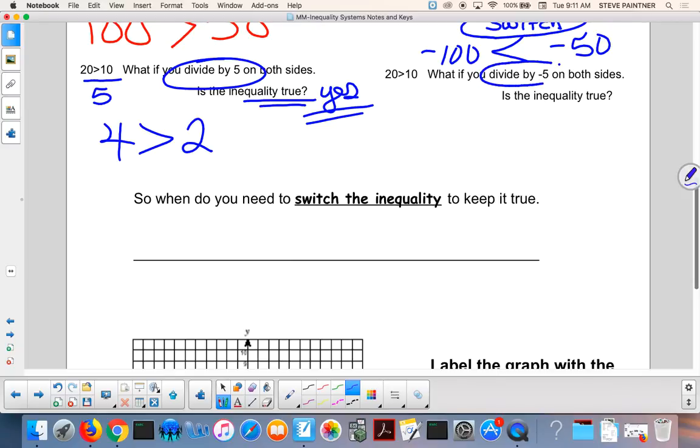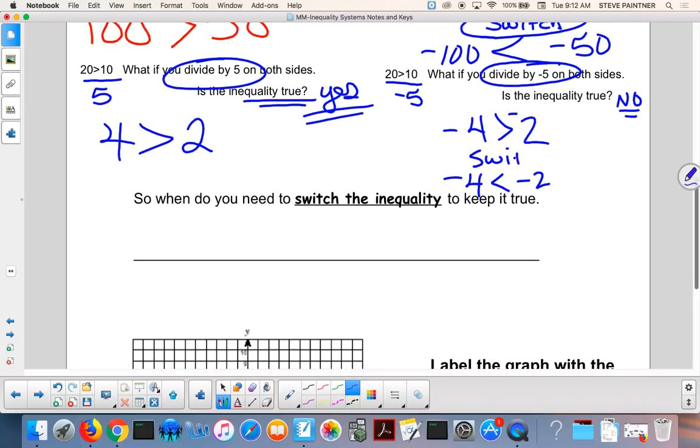Okay, what if you divide both sides by negative 5? But negative 4 is greater than negative 2. Okay. Is negative 4 greater than negative 2? No. Okay, so when you divide by negative 5, the inequality is now false. So to make it true, you're going to have to do what? Switch. Switch the sign. Now it's true. This is true. But up here it was false.